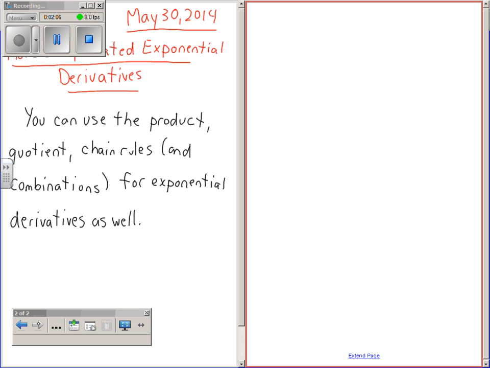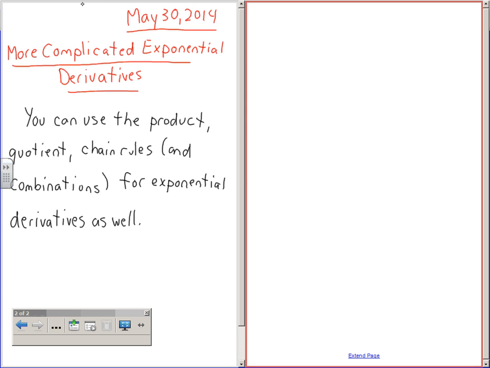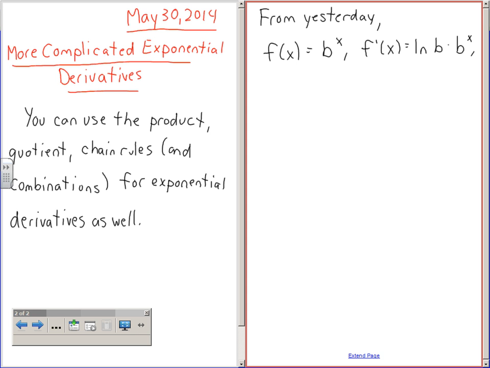Okay, from yesterday, Rita, I'm going to pick on you. Read, if f of x was equal to b to the x, what was f prime of x, please? Okay, good. So you said ln b times b to the x, which is correct. All right, and Austin, if f of x is equal to e to the x, what is f prime of x equal? Okay, good, e to the x. Very boring, but very true.